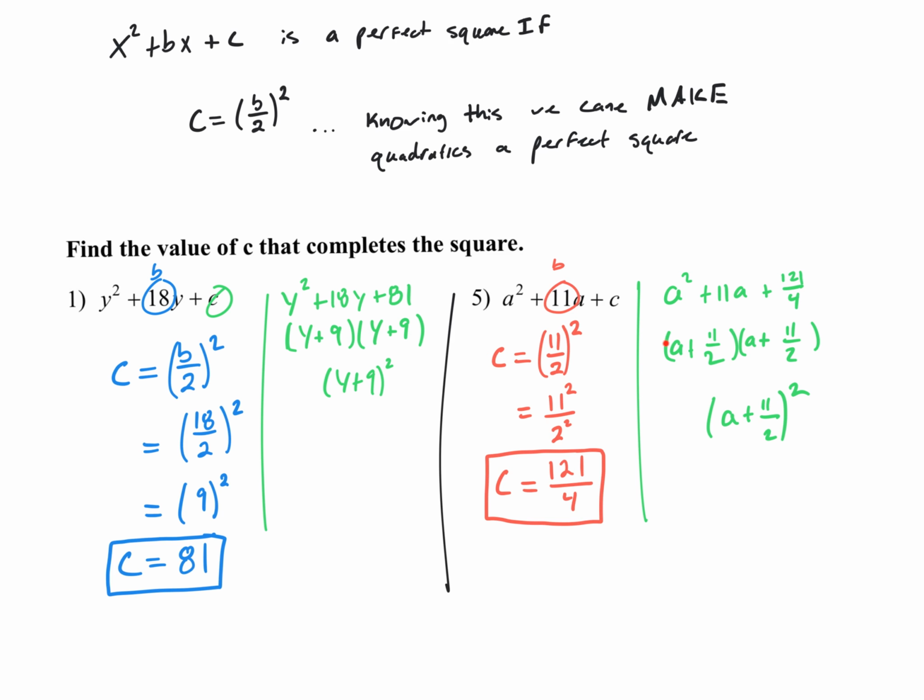This times this gives you the a squared, this times this gives you 11 over 2, or half of an 11. This times this gives you the other half of 11, so when you add them together, half of 11 plus half of 11 gives you a full 11. And this times this gives you the 121 over 4. So notice again, this is a perfect square.